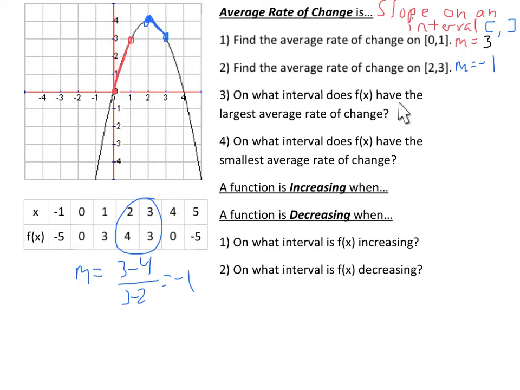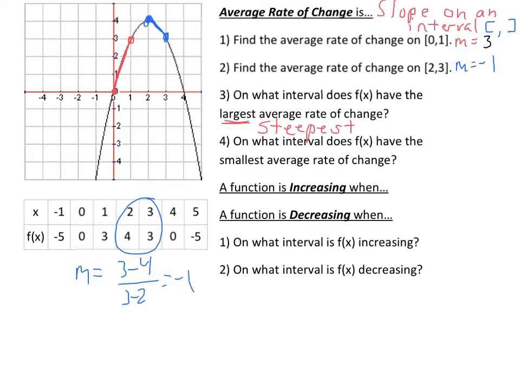The next part is, on what interval does f of x have the largest average rate of change? Now, what largest average rate of change basically is saying is the steepest. All it's saying is, where is this steepest?